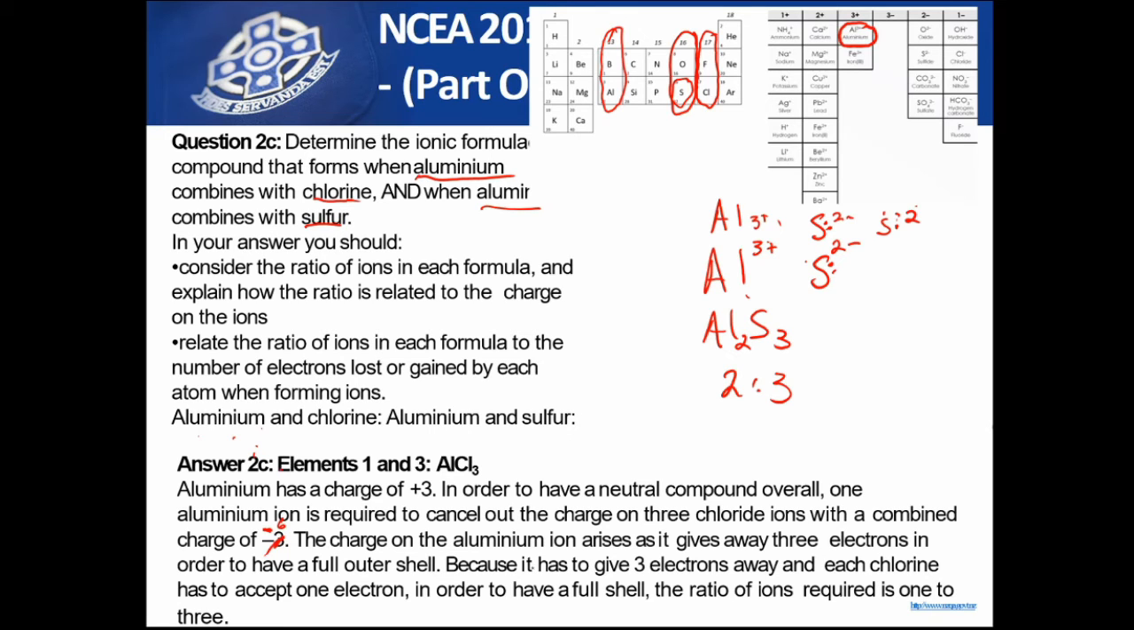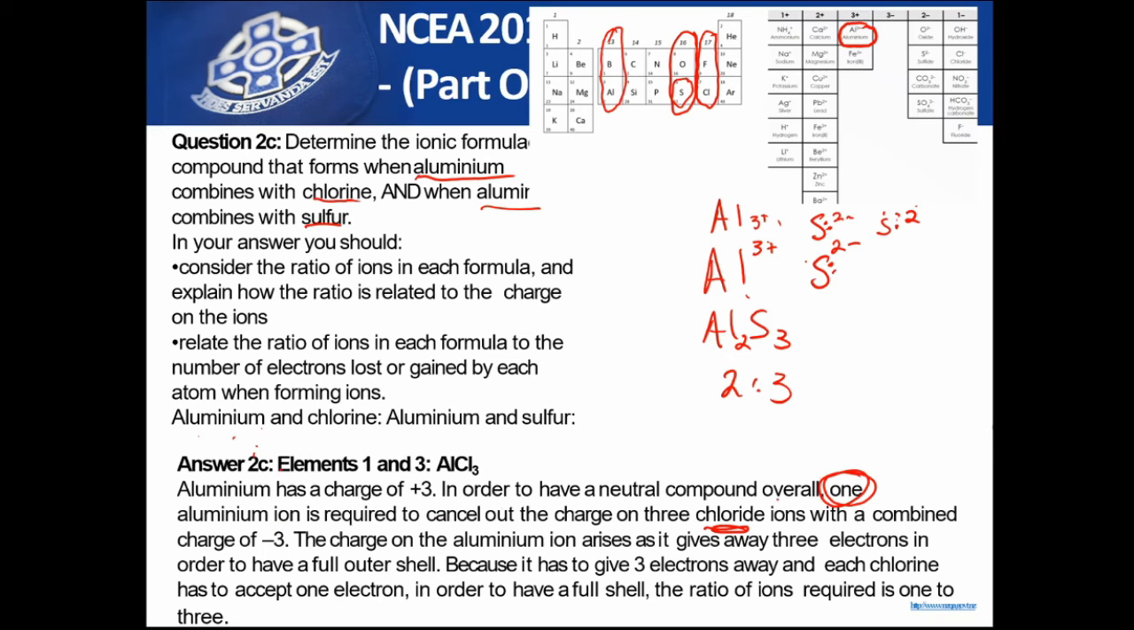The charge on the aluminium ion arises as it gives away 3 electrons in order to have a full outer shell. Oh wait, sorry, I'm with the wrong one there. It's chlorine, so it's our first one. Chlorine is 1 negative. Remember, chlorine is only 1 negative.